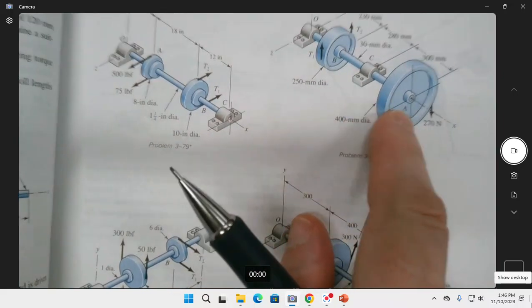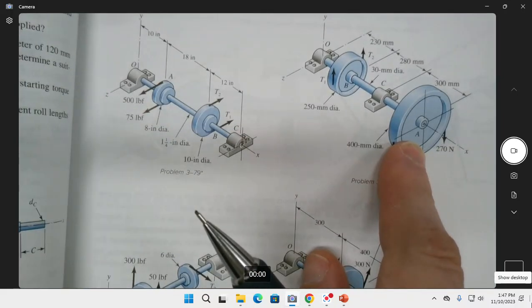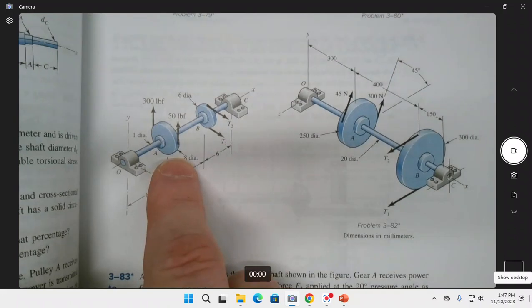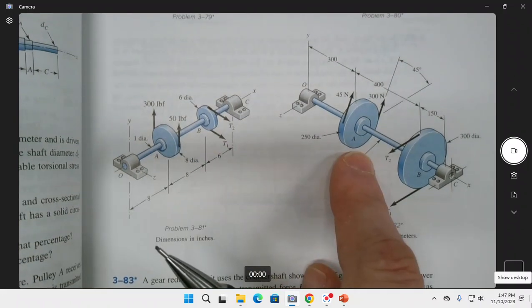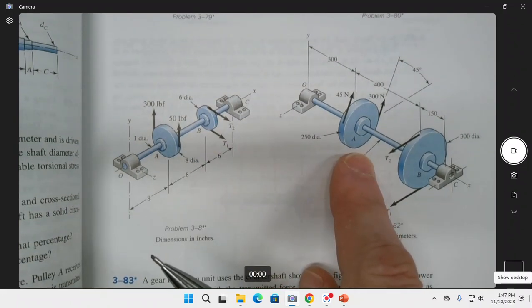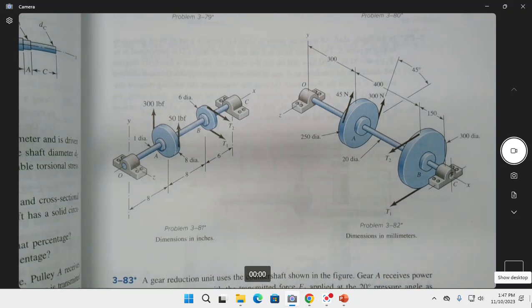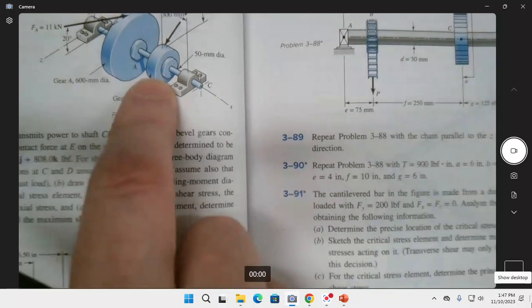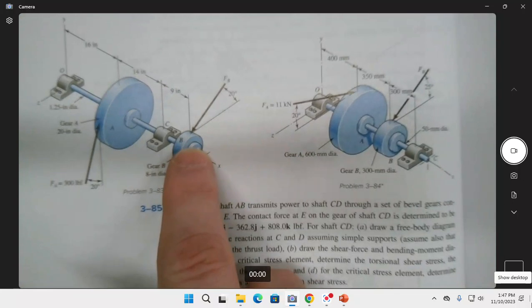So here, have we done this one before? We just did this one for homework, right? Have we done that one before? Pretty similar to the example in the notes. Have we done this one before? Because I think we have, right?